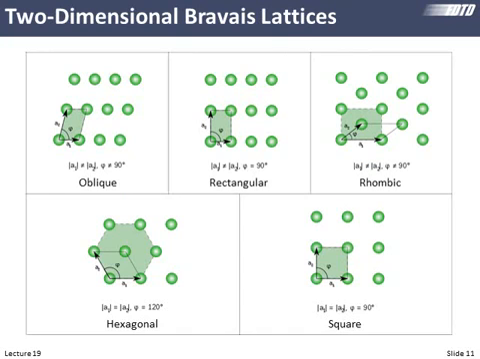In 2 dimensions, we really only have 5 Bravais lattices. That makes sense. There's one less dimension to have freedom. And so we just talk about our 5 Bravais lattices here.